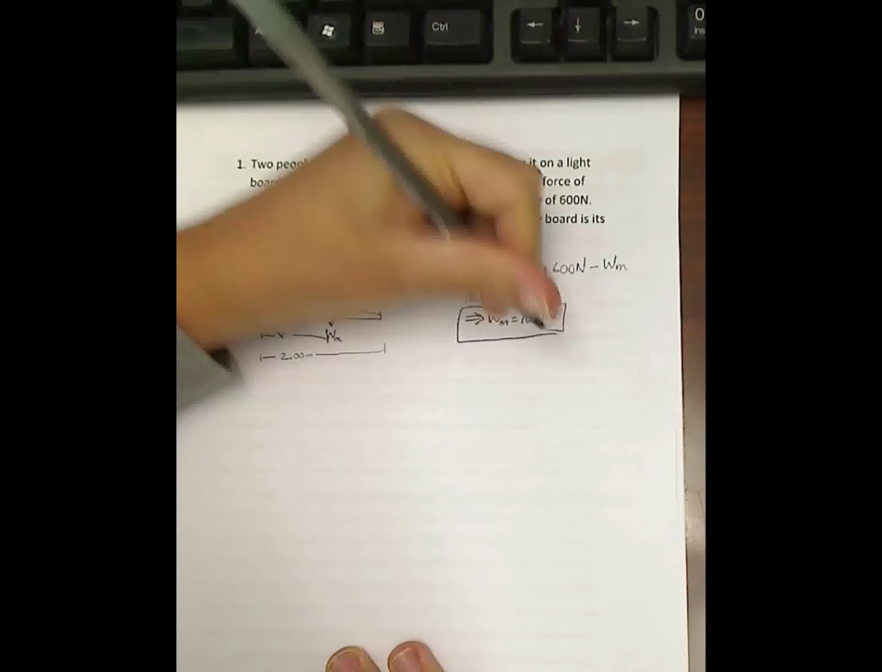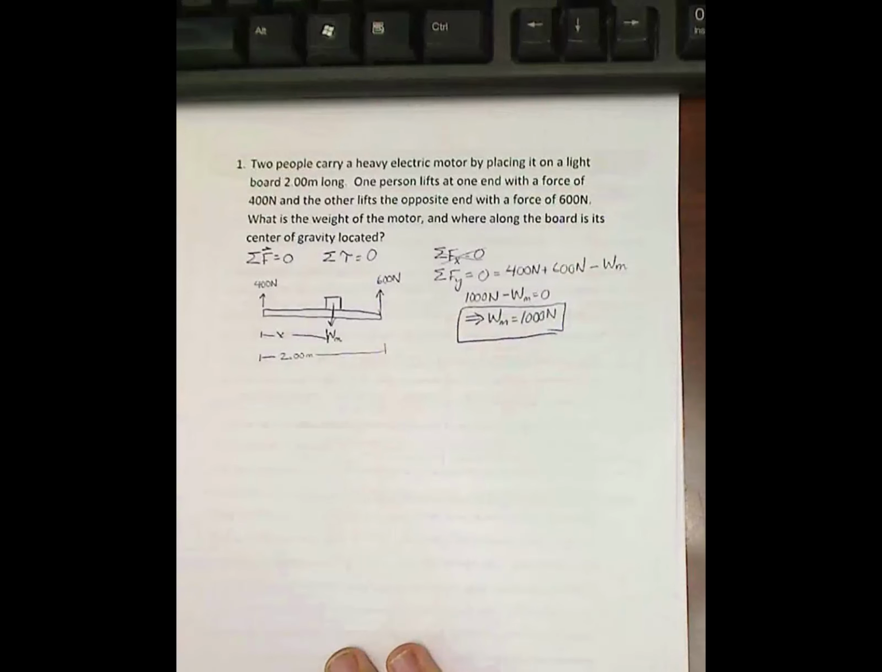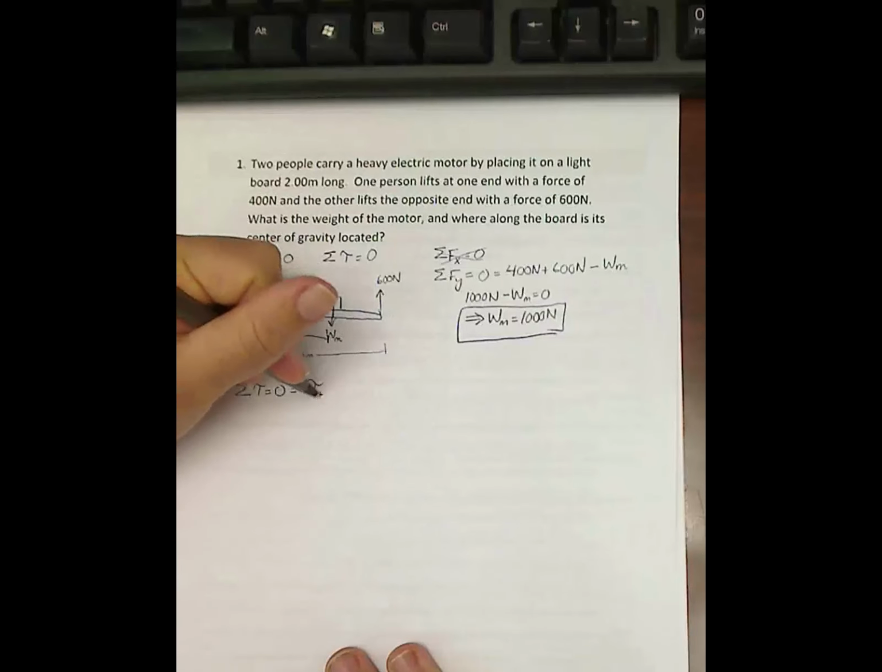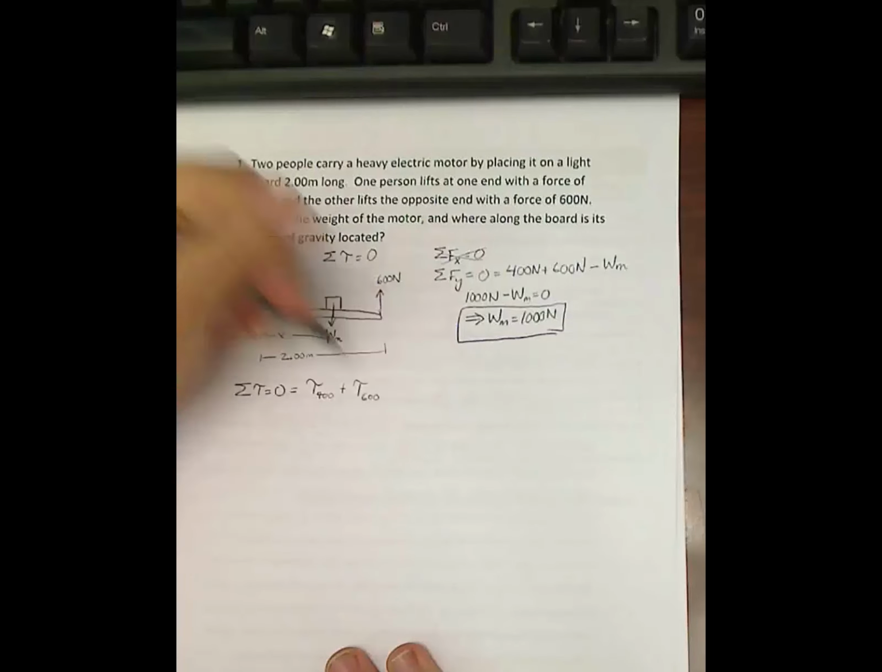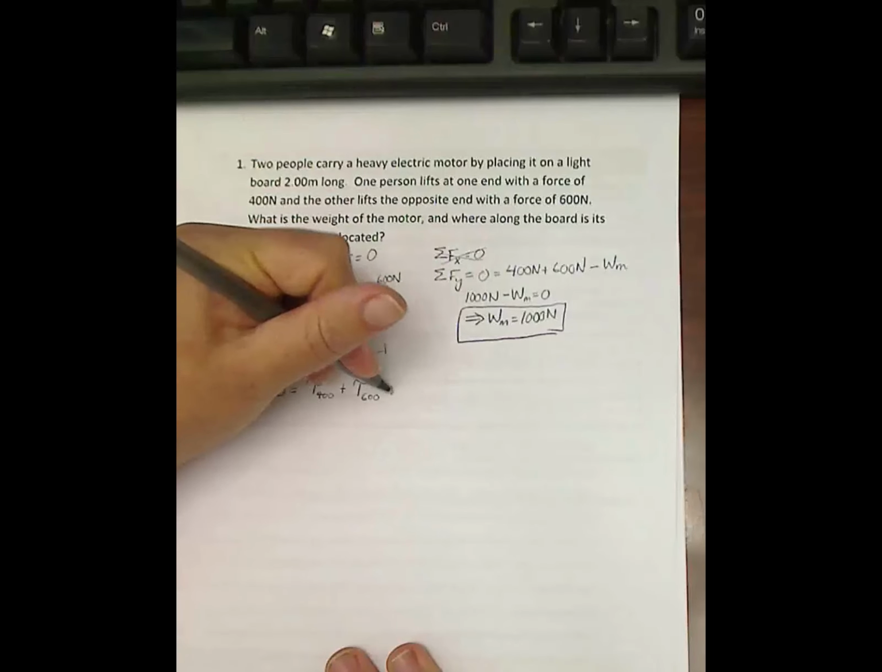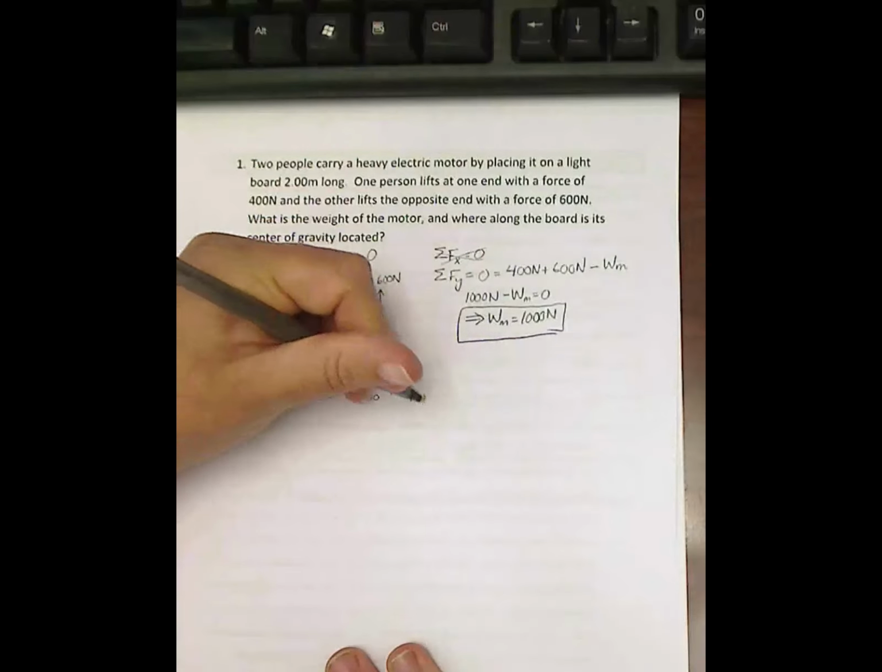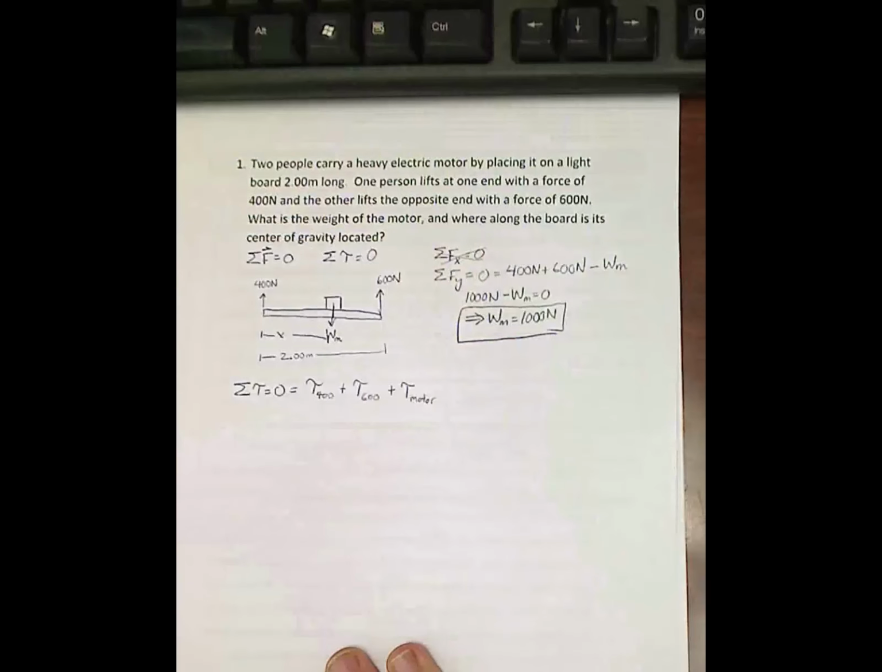Okay, so I've done the first part already. Now we want to know where along the board is the center of gravity of the motor. Well, I'm going to have to use my second equation now. Sum of the torques is equal to 0. So I'm going to have the torque from the 400 Newton force, the torque from the 600 Newton force, and the torque from the motor. Those all have to add up to 0.